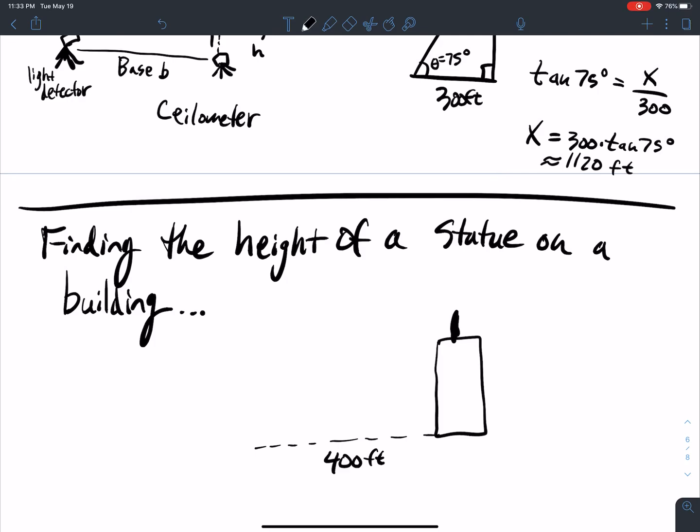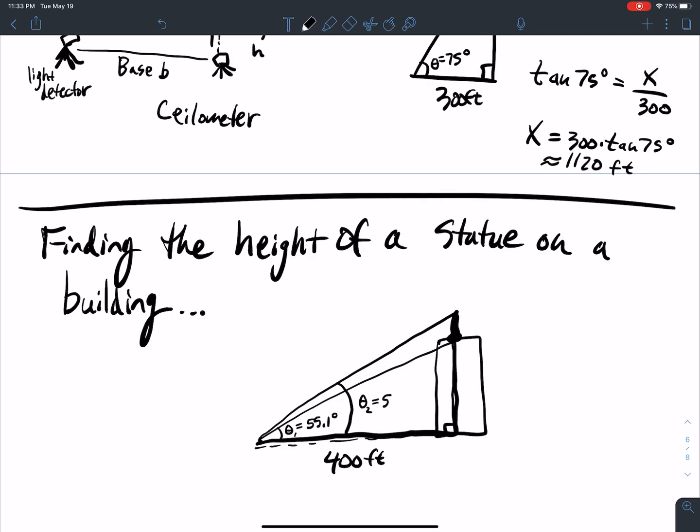This distance right here is the center of the building to the statue. The angle of elevation at the base of the statue was 55.1 degrees. And the angle of elevation to the top of the statue, a little bit more, that angle, theta 2 I'll call it, was 56.5 degrees. So now the question is, what's the height of that little goddess on the top of that building? How do we figure this out?